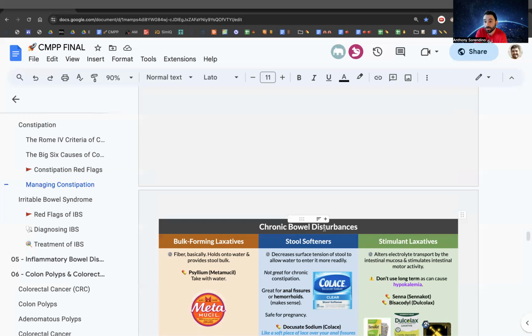And the middle one is going to be for disimpaction. These are going to be our enemas. So there is one called, I think it's sodium phosphate. This is our Fleets. We also have here molasses for disimpaction. What is on the middle right? I don't know, but we'll do bottom left.